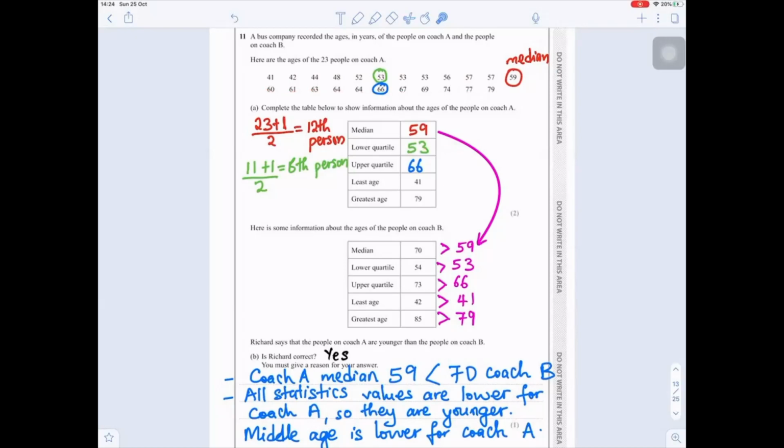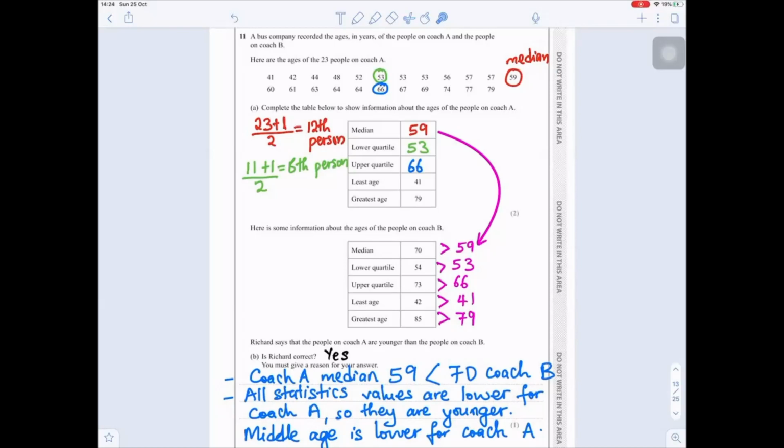Lower quartile, you divide it into 4 groups. 1, 2, 3, 4, 5. The next one, 1, 2, 3, 4, 5. The next one, from 60 to 64, another 5. 67 to 79, another 5. So the lower quartile is 53, upper quartile is 66.